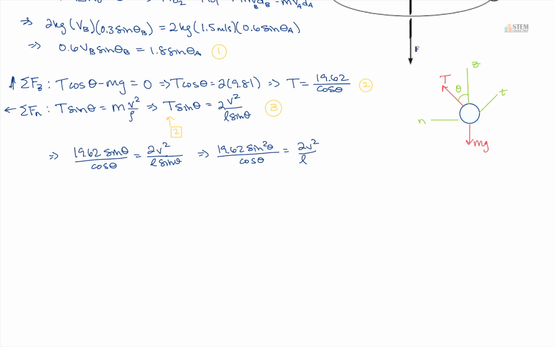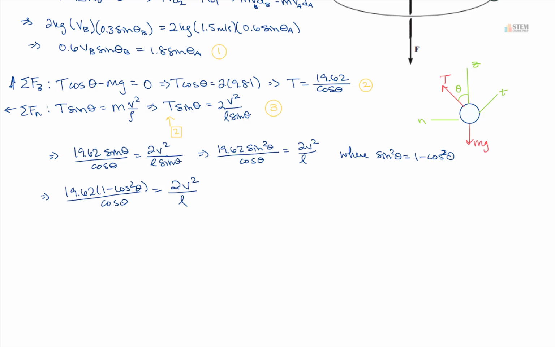All right. So now we've got that. I've got sine squared over cosine. We need to do something to simplify that because obviously I can't just put that in the calculator to solve for theta, so we need to simplify it somehow. So let's replace that sine squared with 1 minus cosine squared theta. That's a 2 there. So let's put it in here. And then we get 19.62 times 1 minus cosine squared theta over cosine theta, and then that's going to equal 2 times v squared over L.